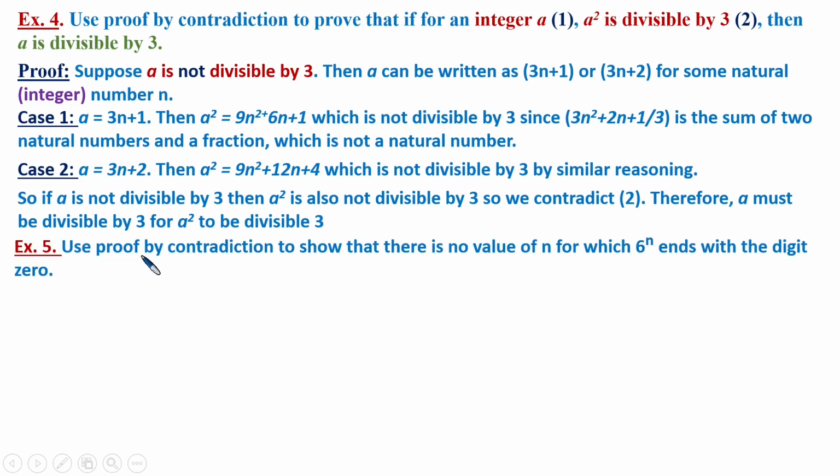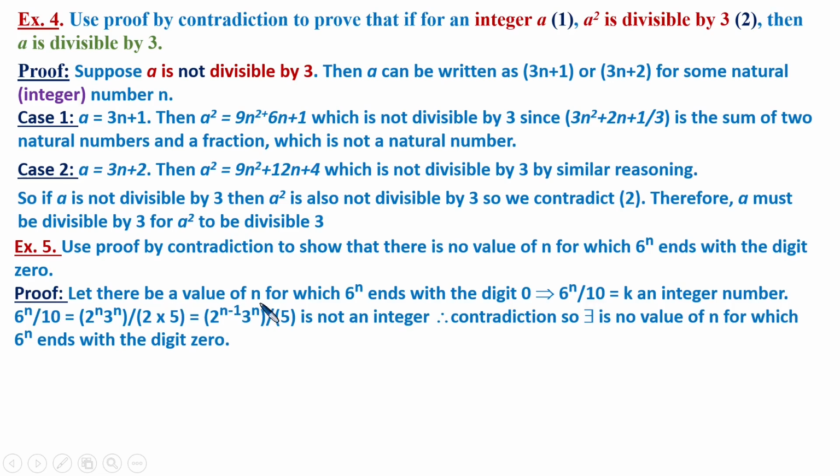Now exercise 5. Use proof by contradiction to show that there is no value of n for which 6 to the power n ends with the digit 0. So how do we prove it? Let there be a value of n for which 6 to the power n ends with digit 0. Again I take the opposite, because we are proving by contradiction.